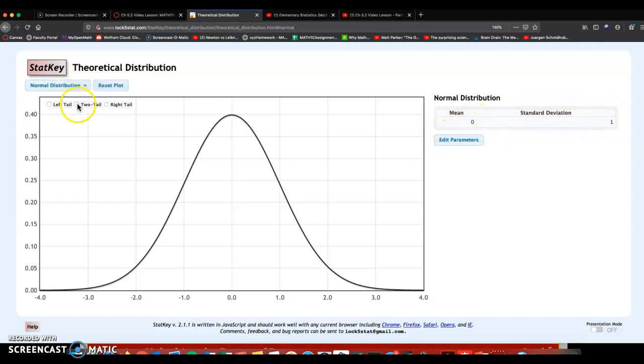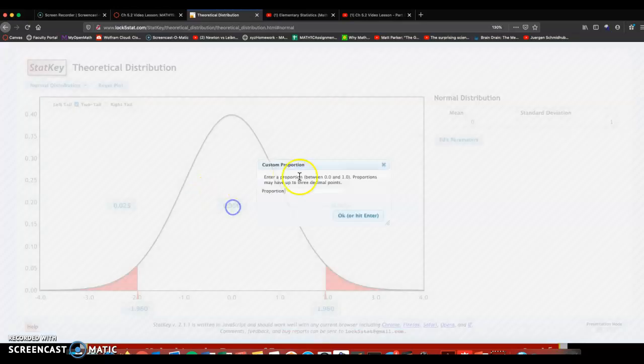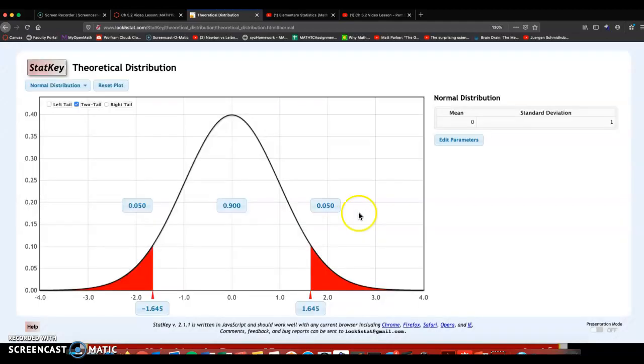For confidence intervals, we're always doing two-tail. And then you want to make this middle entry 0.90, 90%, not 95. And then notice right here we have 5% in each of the two tails, but the Z-star value is down here. Here's minus Z-star, and Z-star is 1.645.